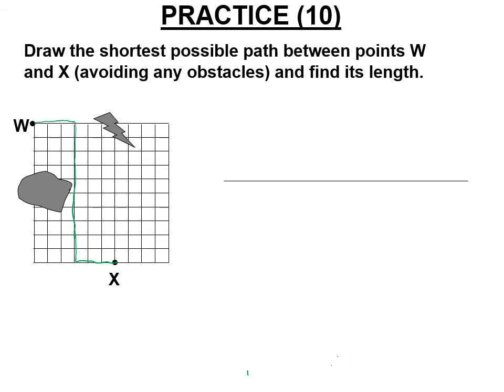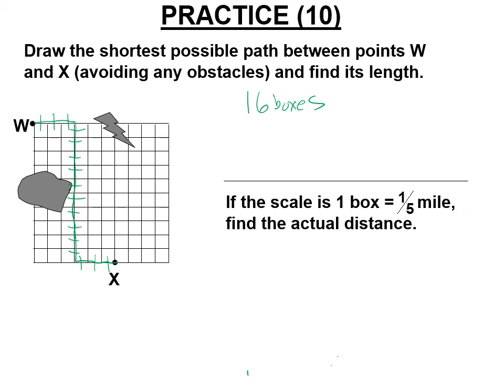So let's see how long mine is. 1, 2, 3, turn the corner. 4, 5, 6, 7, 8, 9, 10, 11, 12, 13, 14, 15, 16. So it's 16 boxes or 16 units. All right, and there is no way to get there quicker than 16 boxes.